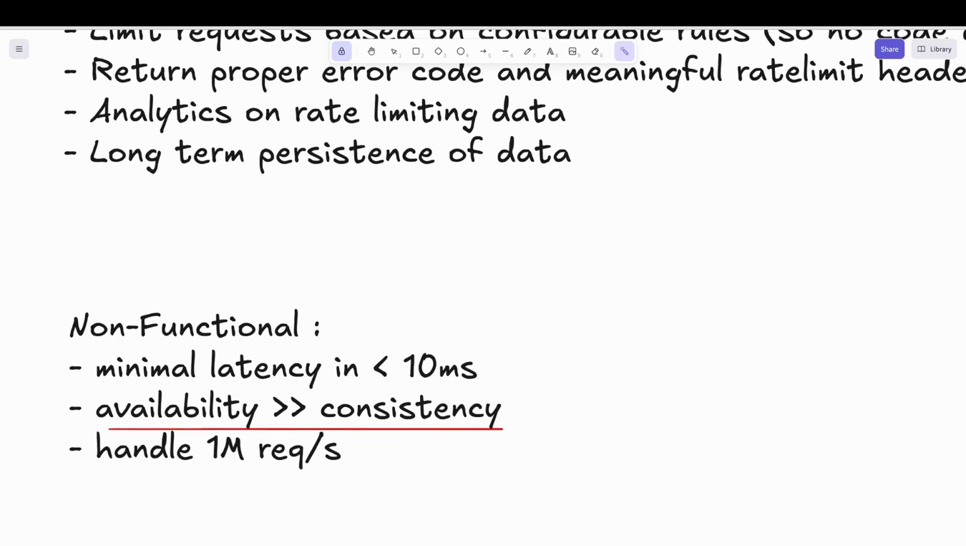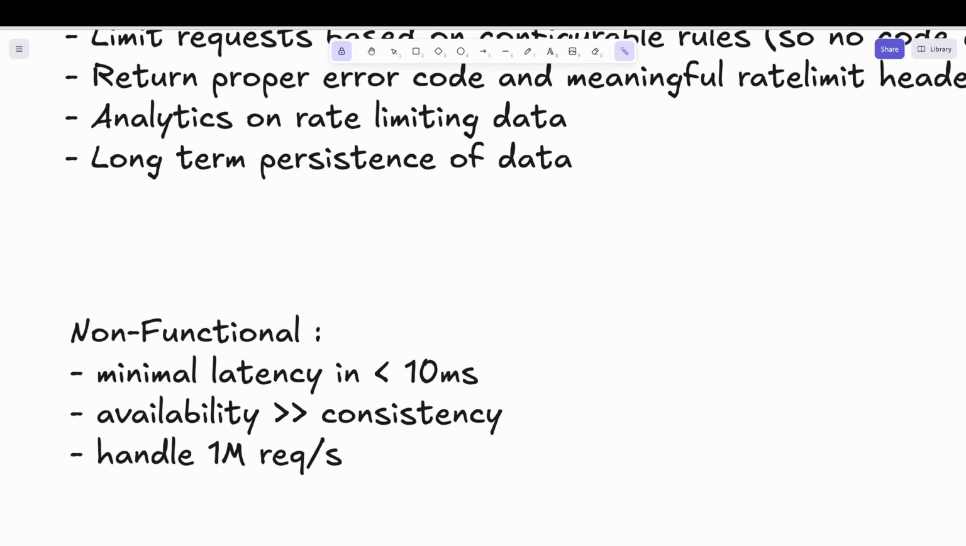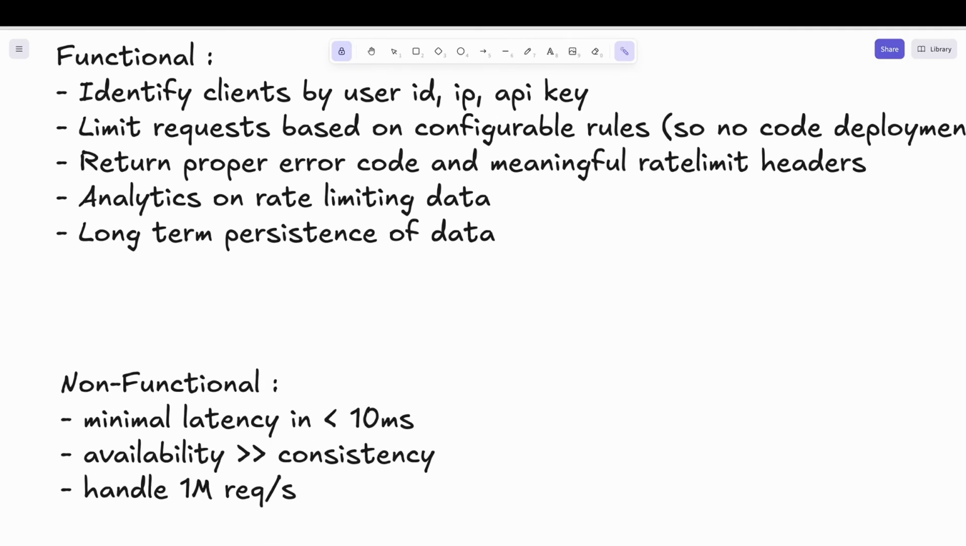Then, availability should be considered a higher priority than consistency. Eventual consistency is okay, as slight delays in limit enforcement across nodes are acceptable. We need to make sure it's always up, even if the data is not synchronized across all nodes. That's the trade-off. And scale-wise, we should be able to handle 1 million requests per second, hitting maybe a platform with 100 million daily active users. These are the rough functional and non-functional points we should meet.